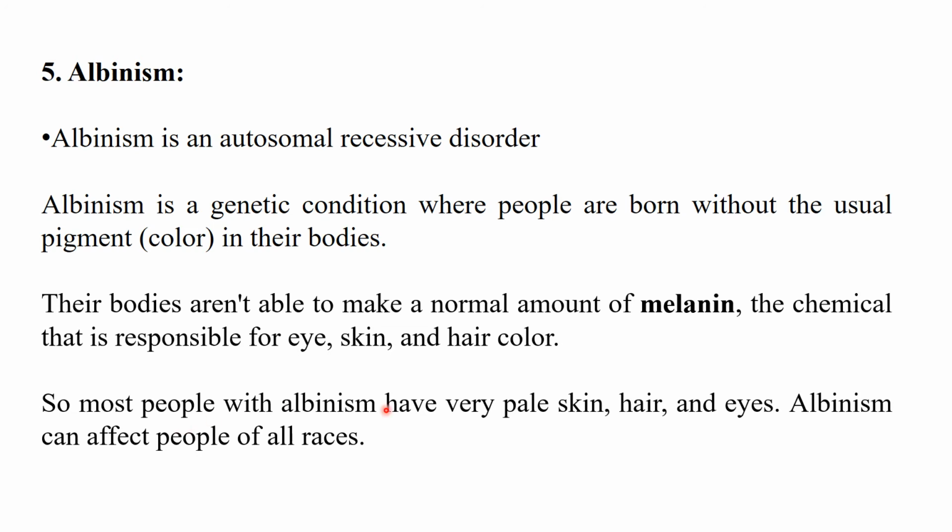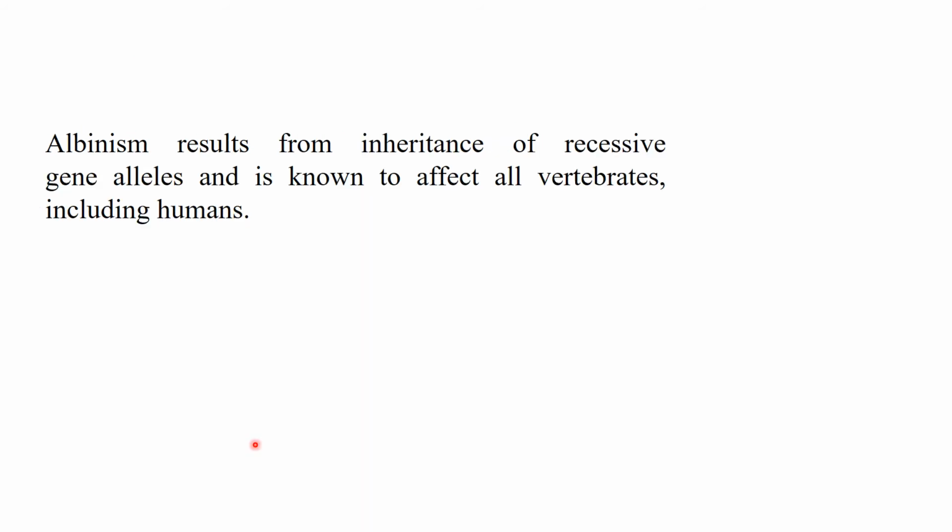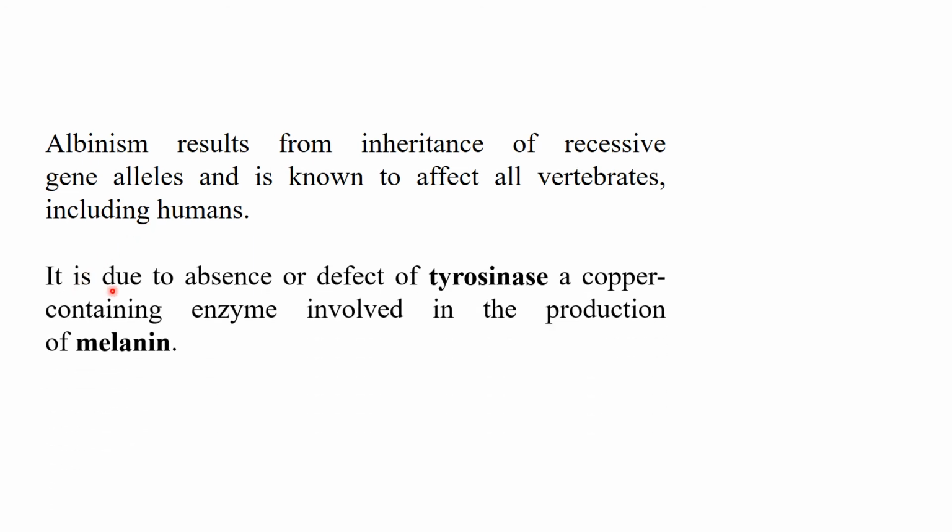Some people with albinism have very pale skin, hair and eyes. Albinism can affect people of all races. Albinism results from inheritance of recessive gene alleles and is known to affect all vertebrates including humans. It is due to absence or defect of tyrosinase. It is the absence of the tyrosinase enzyme, that is a copper containing enzyme involved in the production of melanin. Melanin will not be produced. When melanin is not produced, color will not be produced.